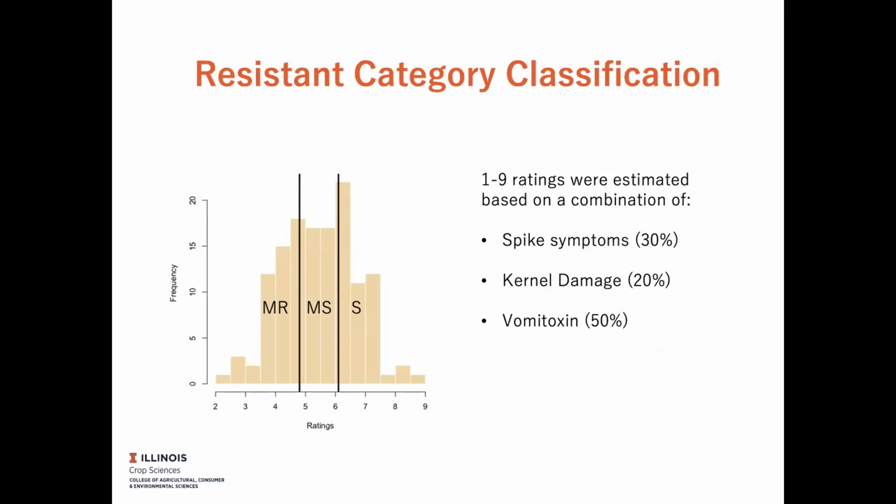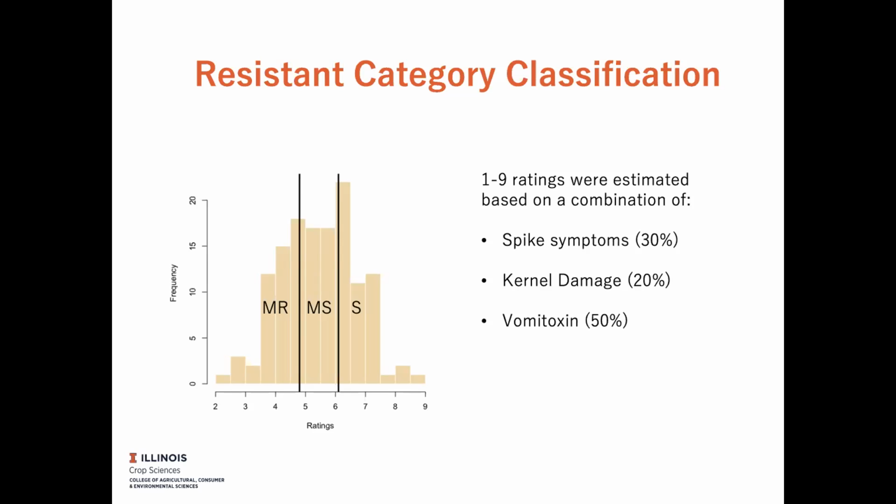So this year, for the Illinois State Variety Trial, I went through this process. I also used data from last year and data from this year, and I was able to come up with a pretty robust resistance category classification of the varieties. I'm showing here on this graph a histogram of the ratings that I was able to give based on all the data that we've collected.